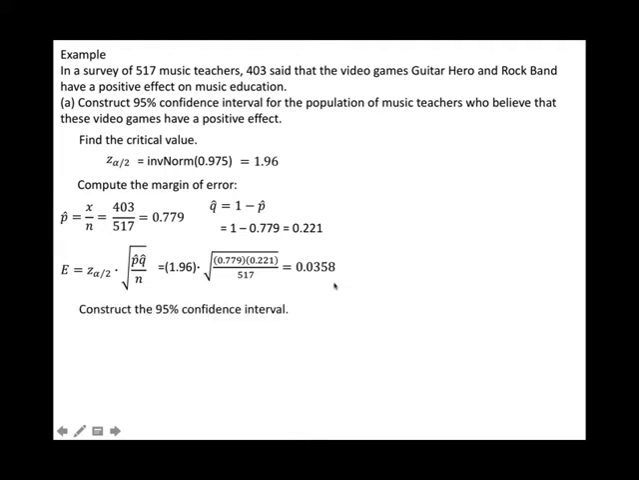Then construct the 95% confidence interval. So you have the p-hat here, you have the margin of error, just plus minus. Okay, you should get this one.